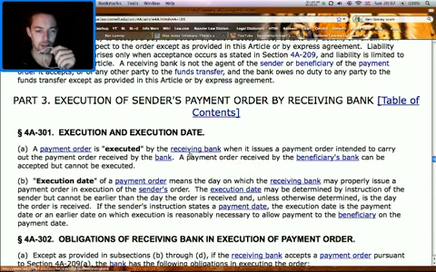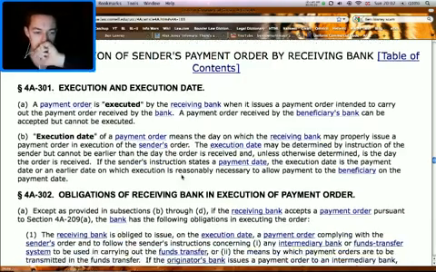Part 3. Execution of sender's payment order by receiving bank. 4A-301. Execution and execution date. A payment order is executed by the receiving bank when it issues a payment order intended to carry out the payment order received by the bank. A payment order received by the beneficiary's bank can be accepted but cannot be executed.